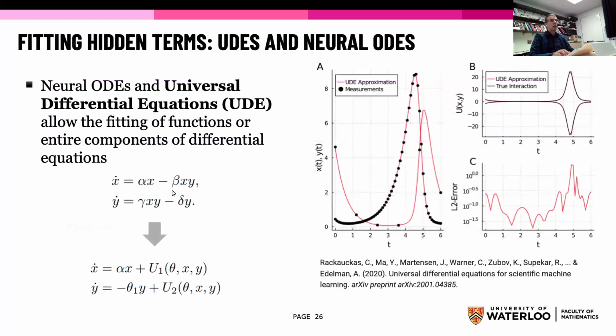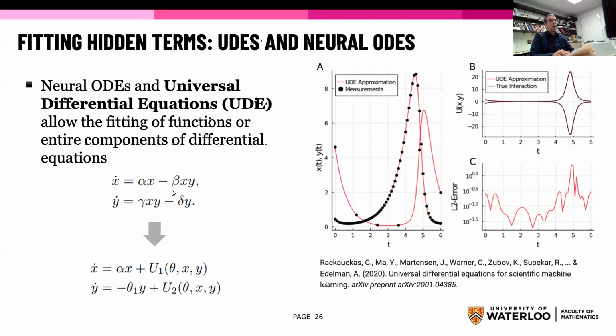There are similar ideas in the literature, such as neural ODEs and universal DEs, which allow the fitting of functions or entire components of differential equations. As you may know, neural ODEs replace the traditional discrete layers of a neural network with a continuous transformation described by an ODE, and UDE integrates a neural network directly into differential equation models. They allow parts of the differential equation to be learned from data, while other parts remain as known.